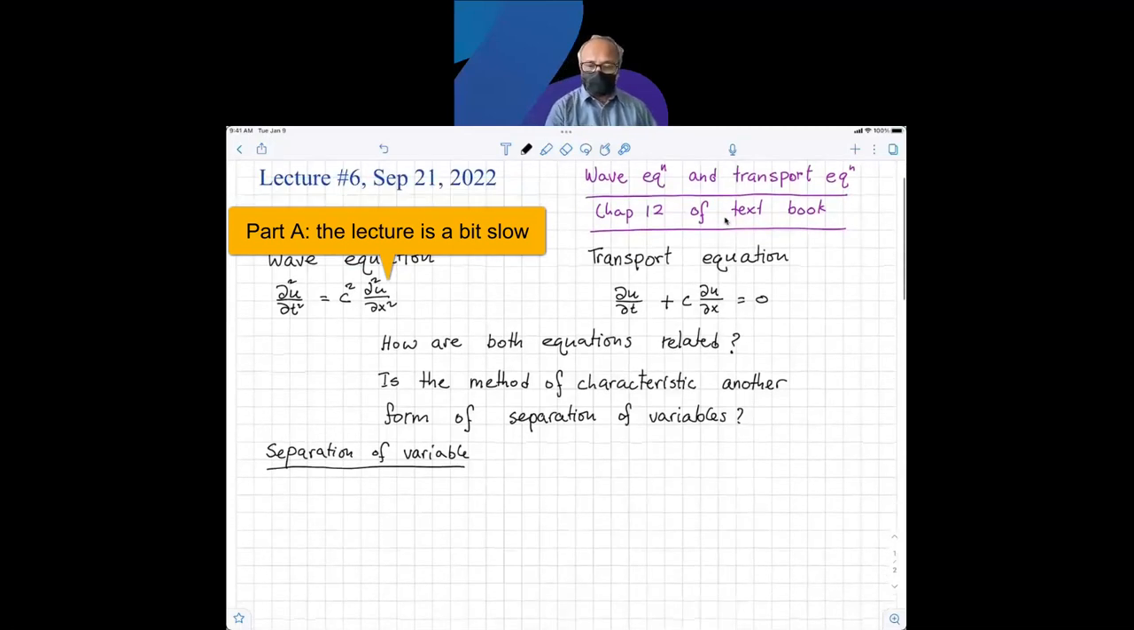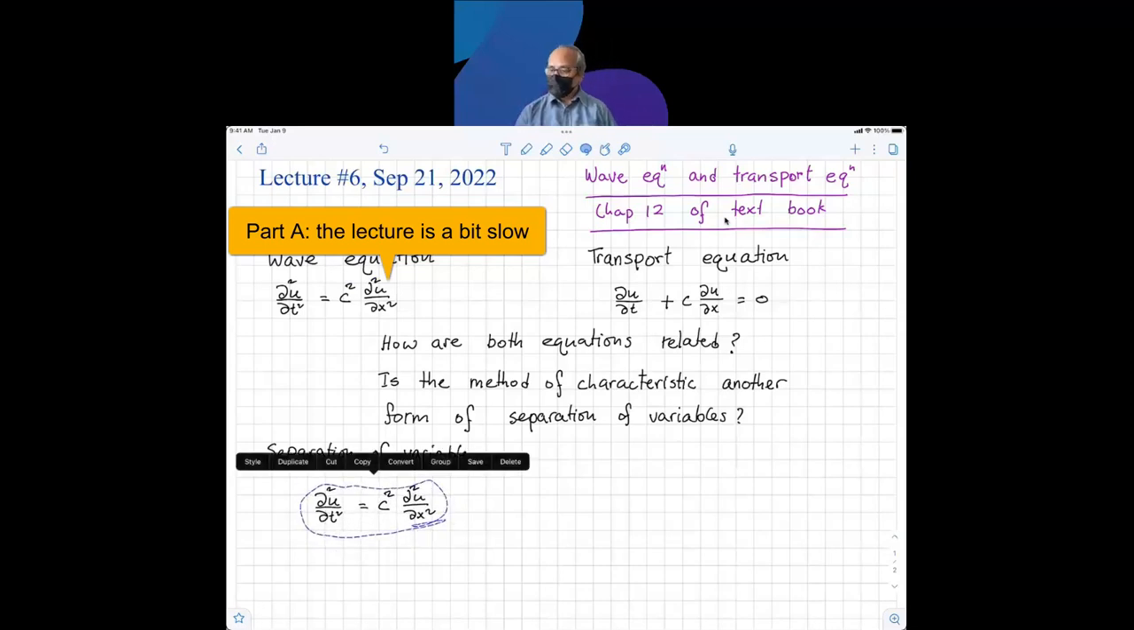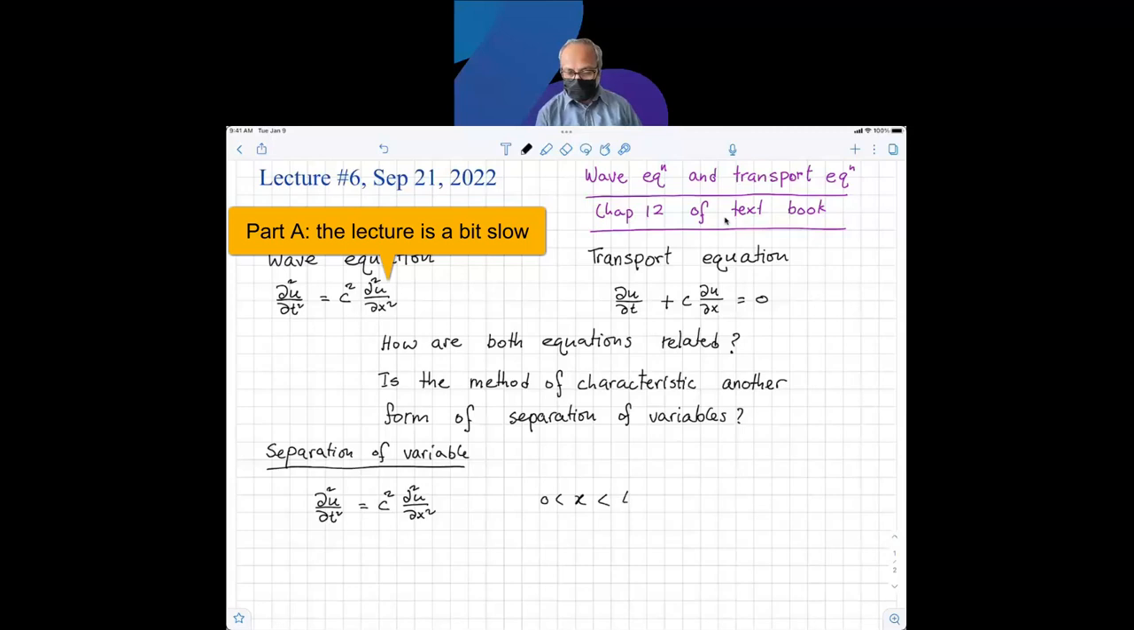So separation of variables, we will treat this like a heat equation or a linear equation. So let me just put the equation here, and I will in the same way use a domain which is from 0 to L, and I will not say this is a rod.